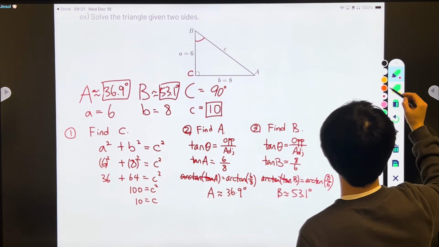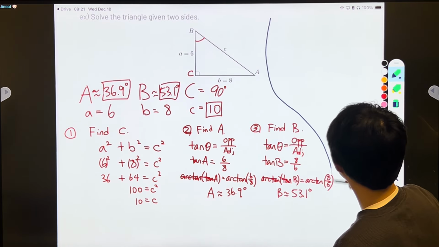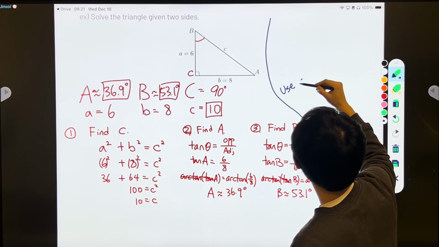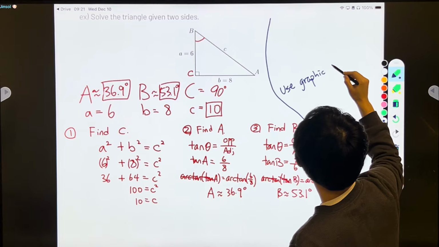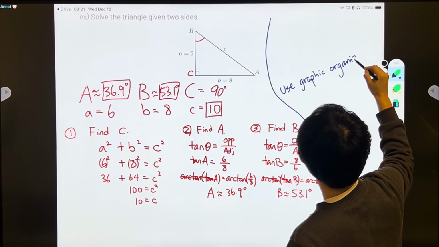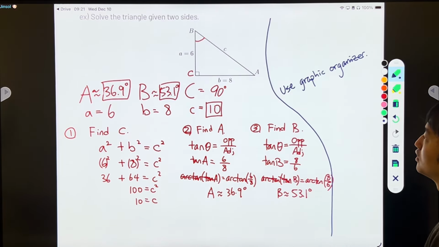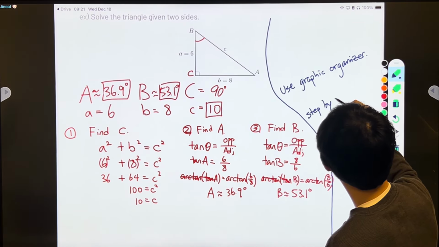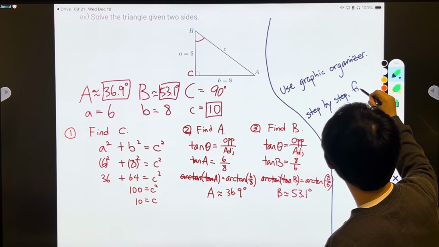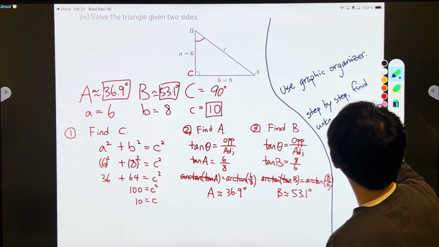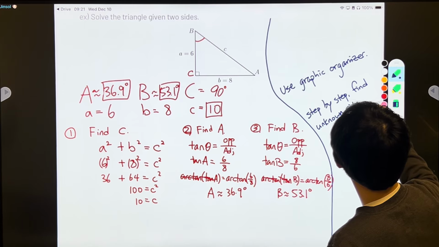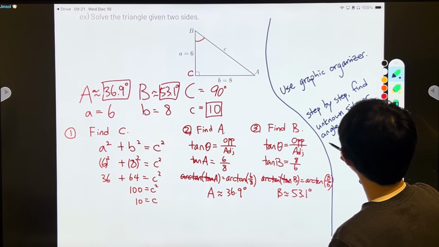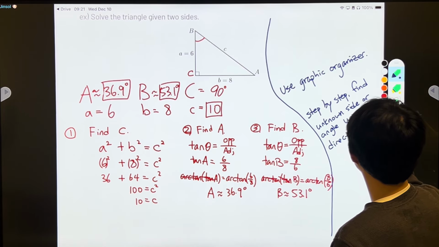Let's annotate the process. So, use a graphic organizer here. And step by step, find the unknown side or angle, using direct measurement.